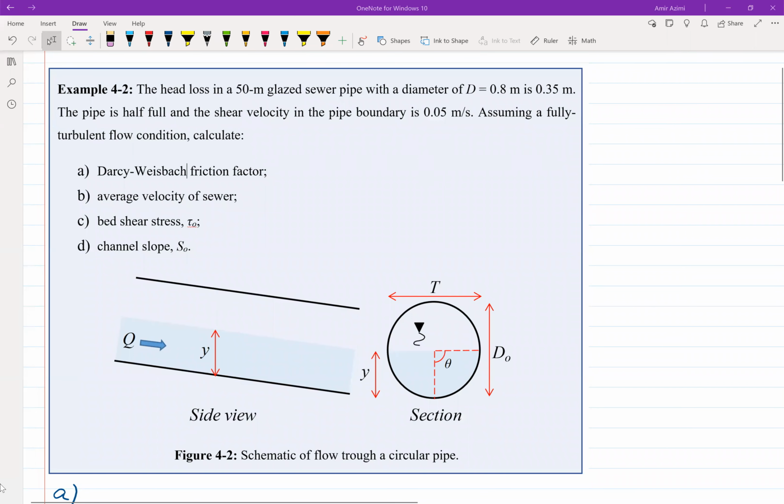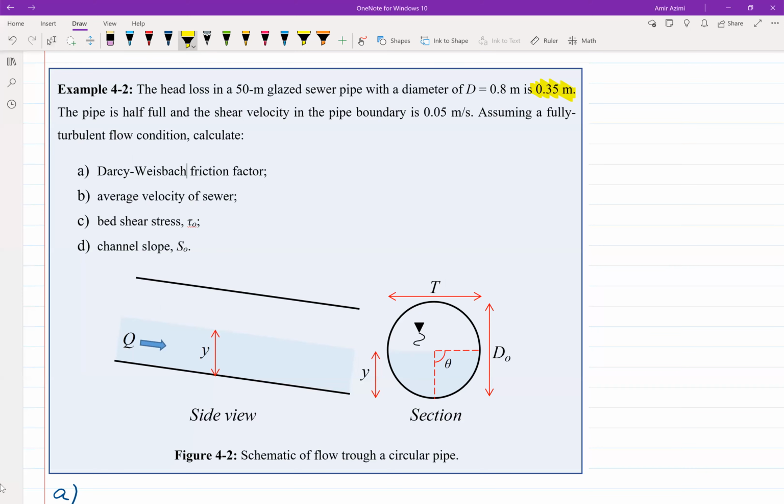Example 4-2 is about a circular channel, for which we have the length and diameter. The length is 50 meters. It's a galvanized sewer pipe with a diameter of 0.8 meter. The head loss was measured from the beginning and end of the pipe, and it was 0.35 meters. So the value of head loss is given to us.